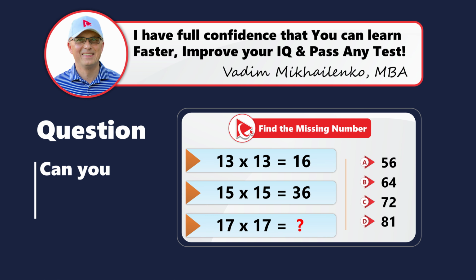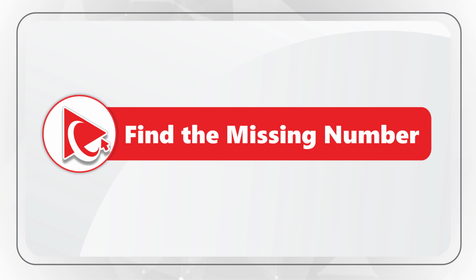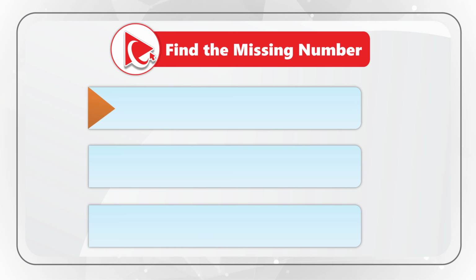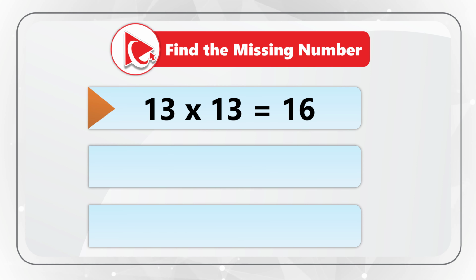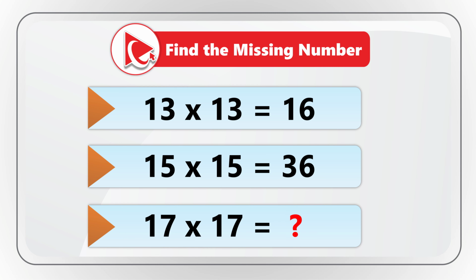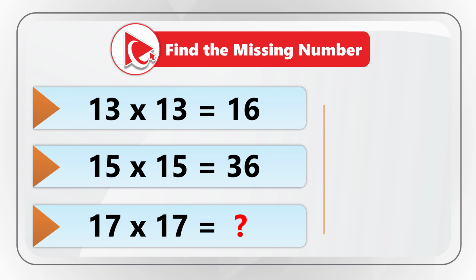Here's one of my favorite questions, which requires you to use your critical skills and imagination. You need to find the missing number, and you're presented with 3 different expressions. First expression is 13 multiplied by 13 equals 16. Second expression is 15 multiplied by 15 equals 36. And last expression, the one that's missing the number, is 17 multiplied by 17 equals missing number. You have 4 different choices to select from.